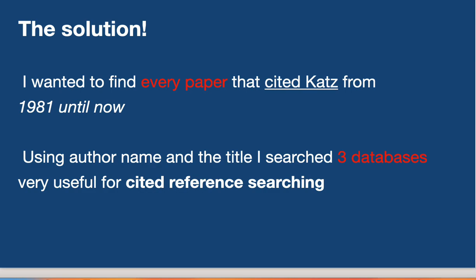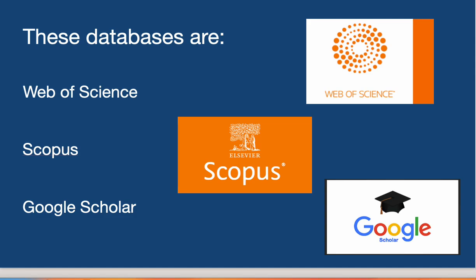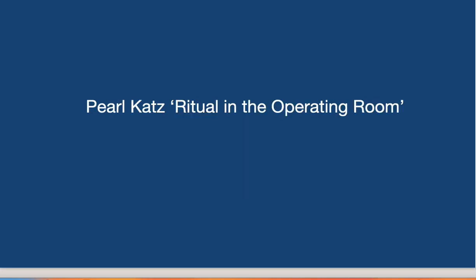So using the author's name and the title, I was able to search 3 databases which I know are very useful for doing cited reference searching. Not all databases are good at this because they don't all index the full article, including the references. But there are 3 databases that are particularly good at this, and they are the Web of Science, Scopus, and Google Scholar. So here's my question. Here's my title and author, Pearl Katz, Ritual in the Operating Room. How do I look for all the papers that have cited that paper since it was first published in 1981?